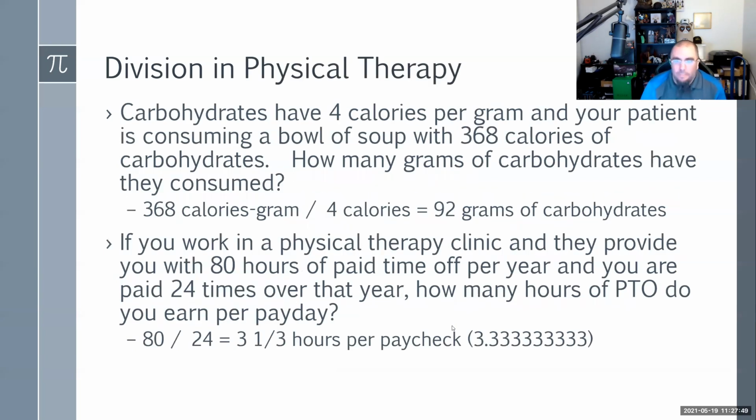So what we look at in physical therapy, well, carbohydrates have 4 calories per gram, and your patient is consuming a bowl of soup with 368 calories of carbohydrates. How many grams of carbohydrates have they consumed? Right, so here we have 368 divided by 4, so they've consumed 92 grams of carbohydrates. That could be a good thing if it's complex carbohydrates and we have a patient on a high carb diet to improve their energy, or that could be really bad if that's 92 grams of sugar, right? Simple grams of carbohydrates.